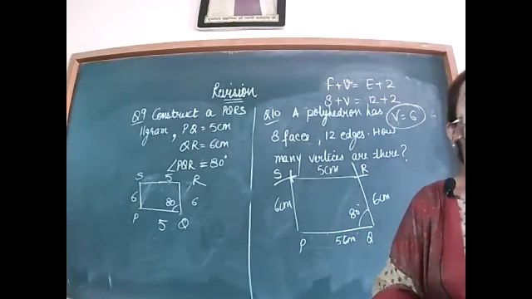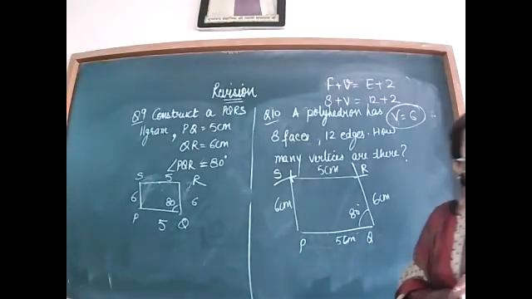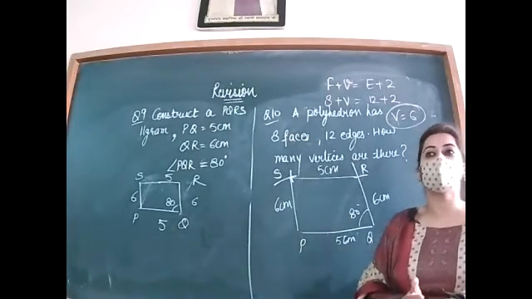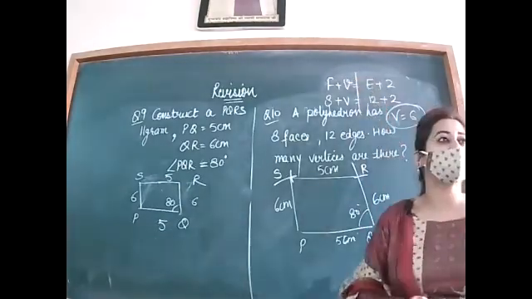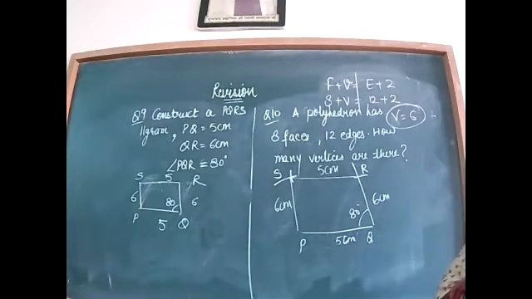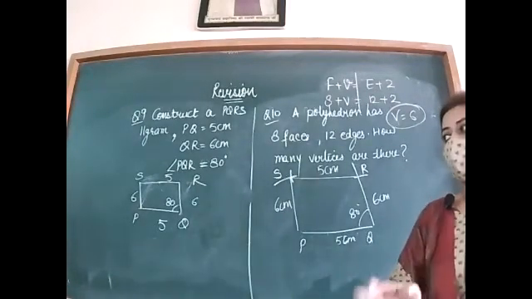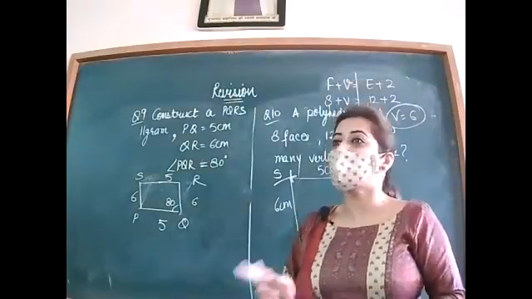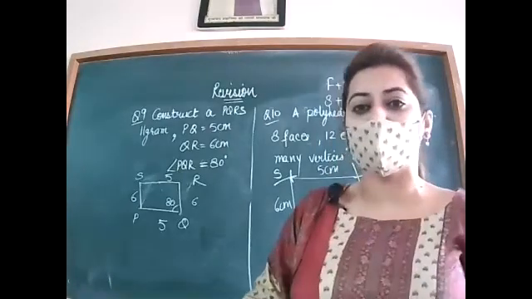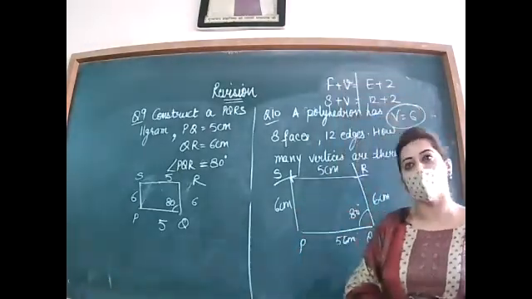Is it clear? If the question is of verification, when all the 3 things are given, you will verify Euler's formula by solving them separately and make sure that you are getting the same answer on both sides. If you get the same answer on both sides, that means the polyhedron is possible. If you are not getting the same answer on both sides, that means the polyhedron is not possible.